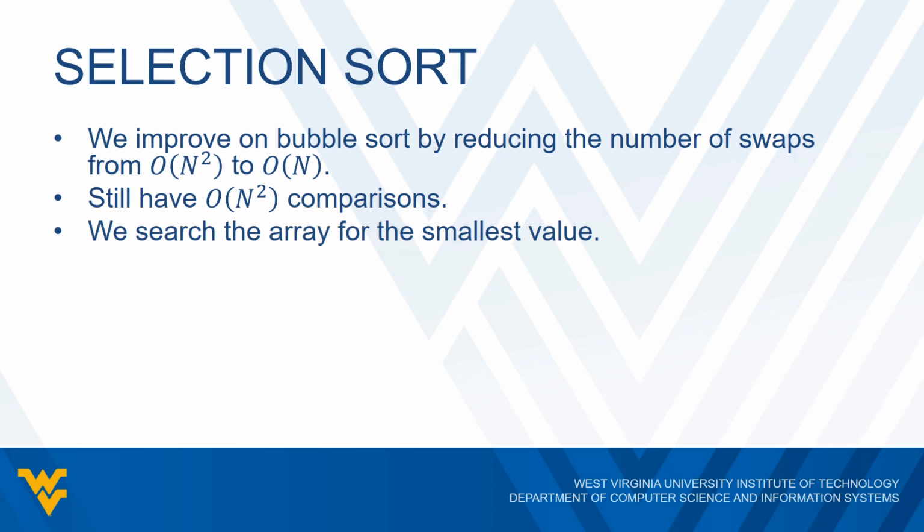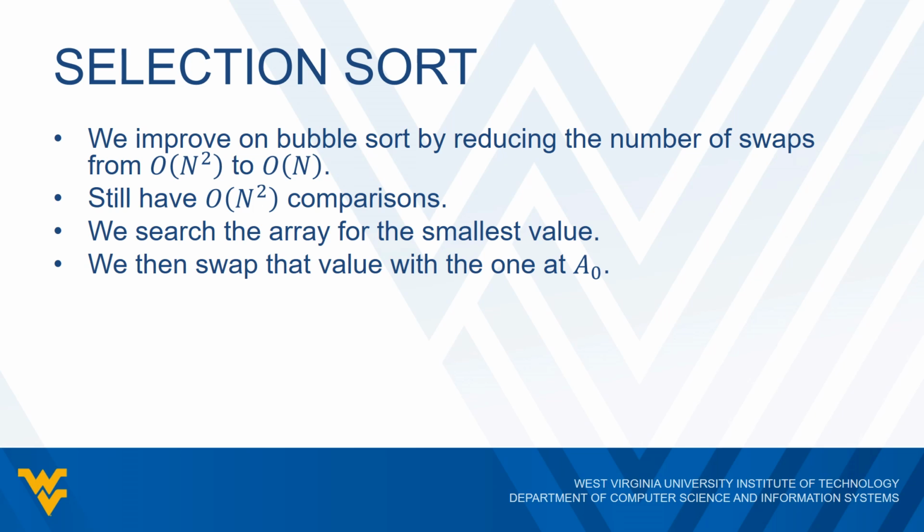The idea with selection sort is we're going to search through the entire array to find the smallest value. Once we found the smallest value, we're going to swap it with whatever value is at A0. So that means at this point, the smallest value is now at A0. We'll then repeat this process.